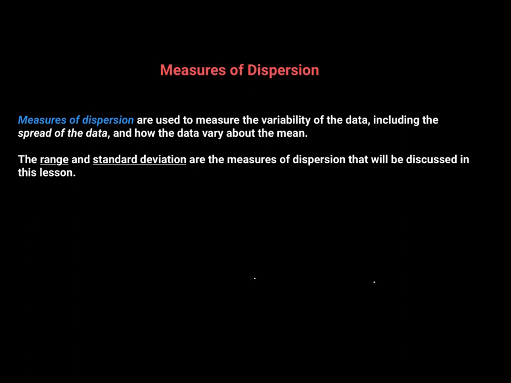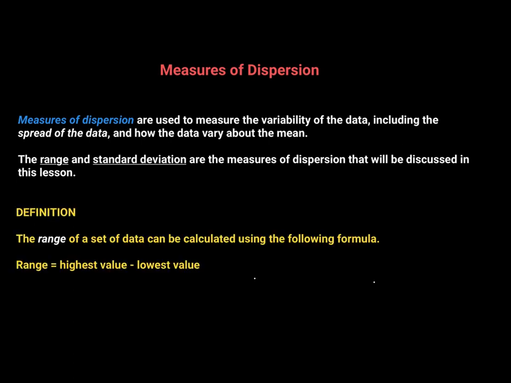Measures of dispersion are used to measure the variability of the data, including the spread of the data, and how the data vary about the mean. So two measures of dispersion that we'll look at are the range and standard deviation. All right, let's start with range. Here's the definition for range. It is the highest value minus the lowest value.